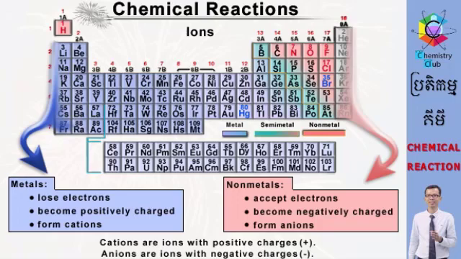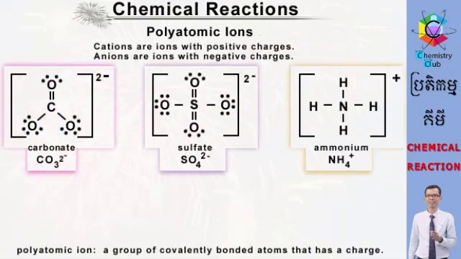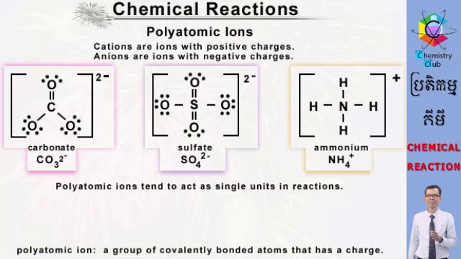A group of atoms covalently bonded together that possesses a charge is called a polyatomic ion. Examples of polyatomic ions are carbonate, sulfate, and ammonium ions. In chemical reactions, polyatomic ions tend to act as single units. This means that in many reactions they are not broken up and rearranged and are present in the same grouping in the products and the reactants.